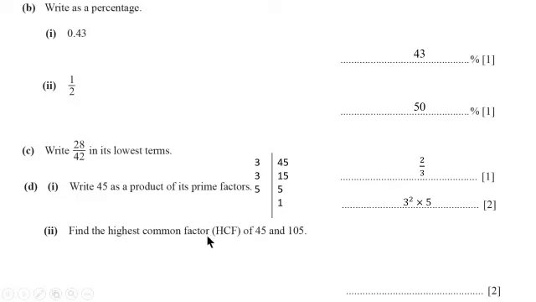Find the highest common factor, HCF, of 45 and 105. We just now factorized 45. We will do the same for 105. Divided by 3 is 35, divided by 5 is 7, divided by 7 is 1. To get the highest common factor, we must collect the common factors and multiply them. So we have 3 here as a common factor, we also have 5. The answer is 3 times 5, which is 15.